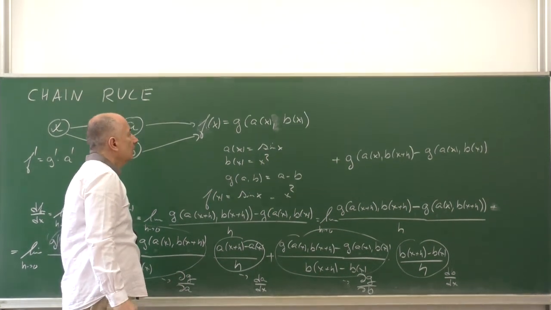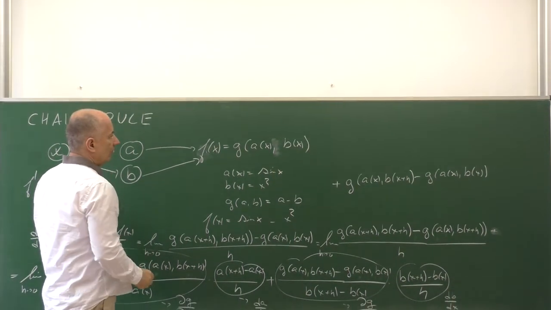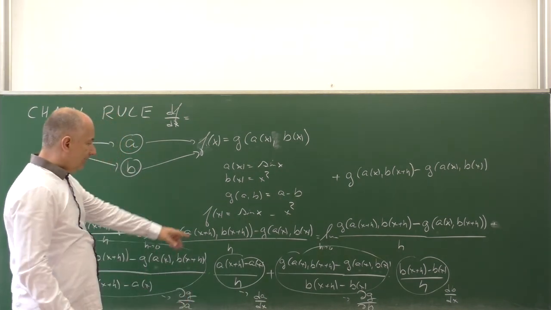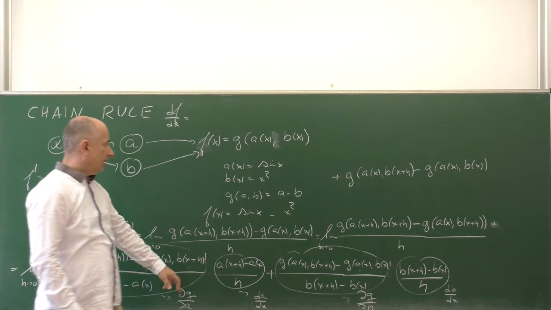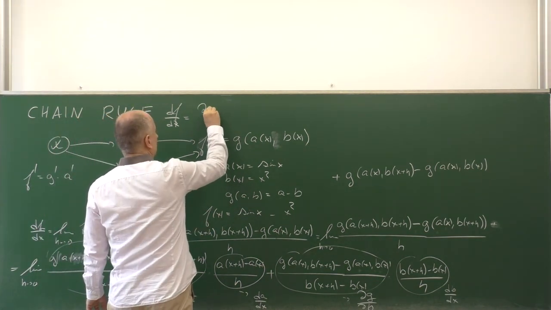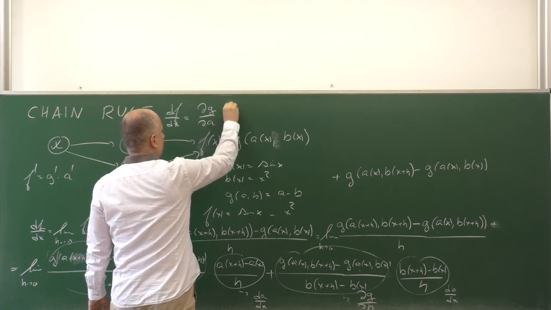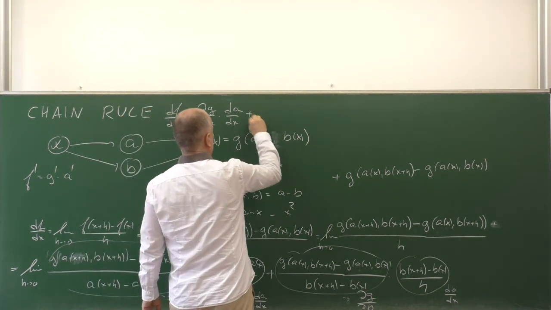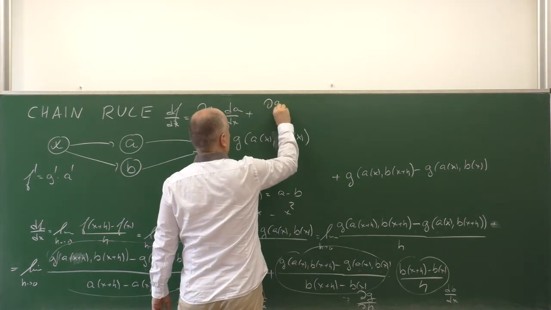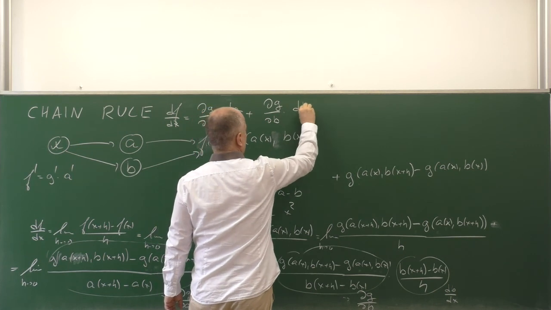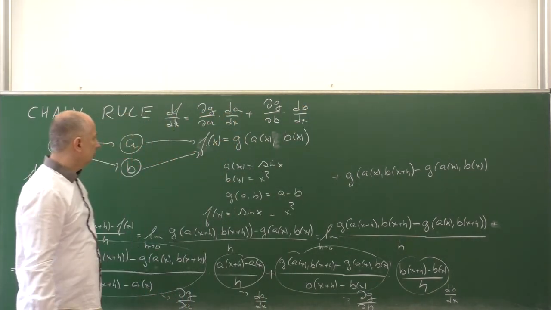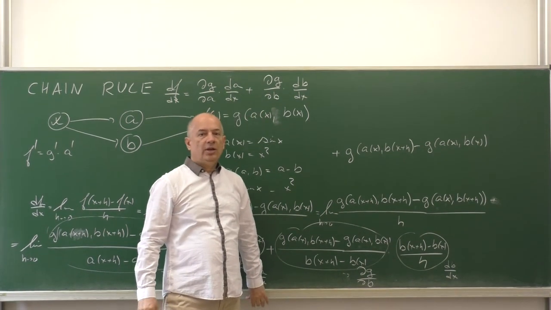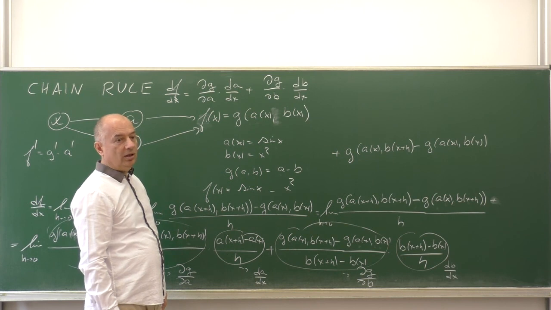Well, to conclude, we see that f's derivative is a sum of products of the derivatives, namely g with respect to the first argument times the first argument with respect to x, plus the derivative of g with respect to the second argument times dv/dx. And this is the key point in generalizing the chain rule to vector functions.